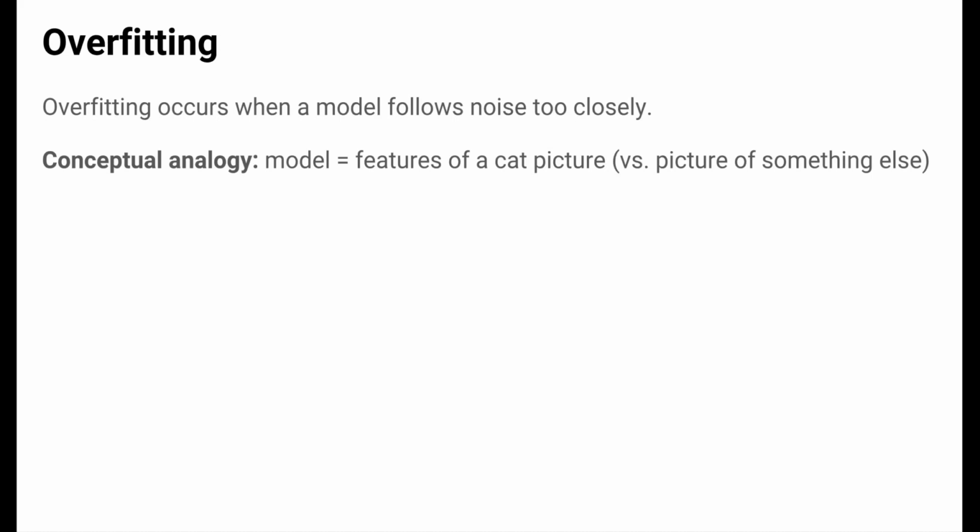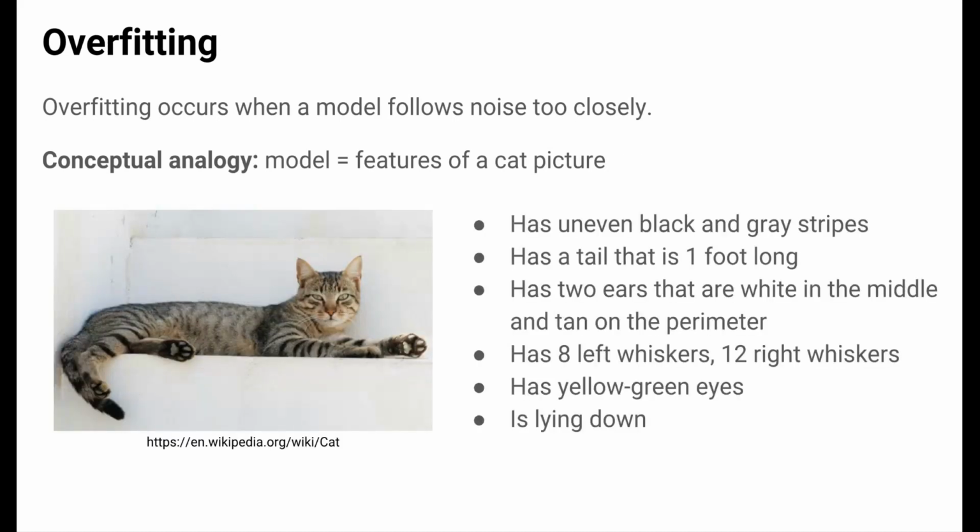Let's look at a conceptual analogy. Our data consists of this picture of a cat, and we build our model by identifying features. It has uneven black and gray stripes. It has a tail that's a foot long. It has 2 ears that are white in the middle, tan on the perimeter. It has 8 left whiskers, 12 right whiskers. Its eyes are yellow-green. It's lying down.